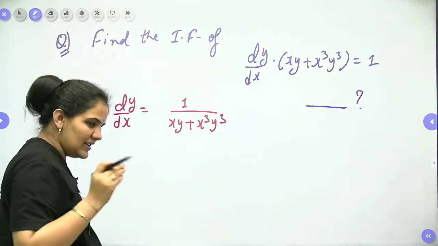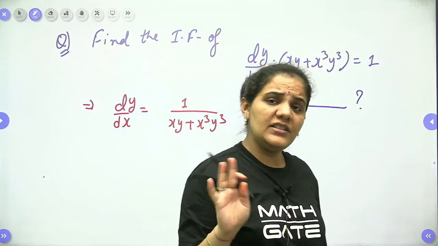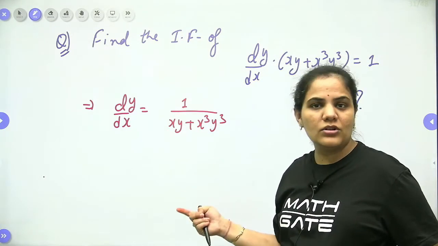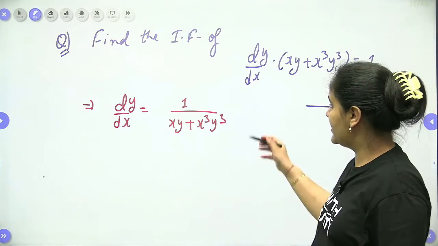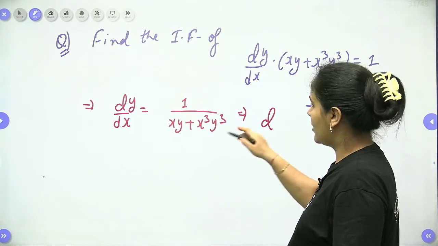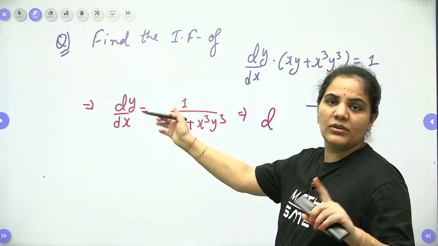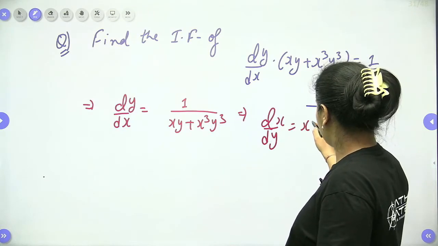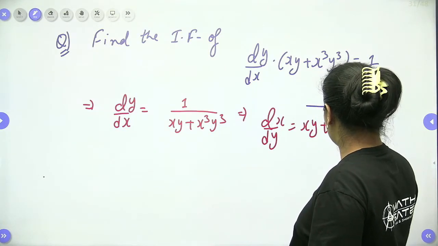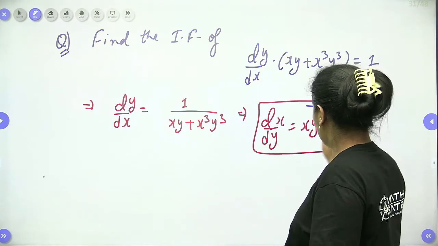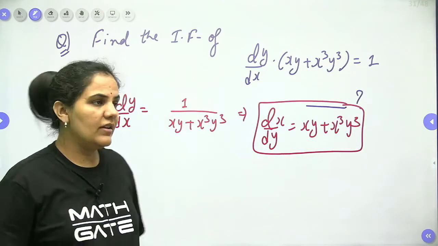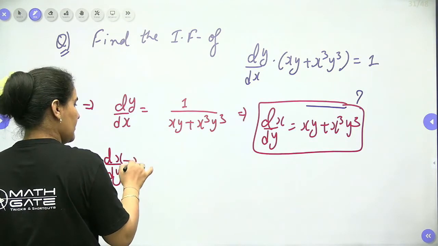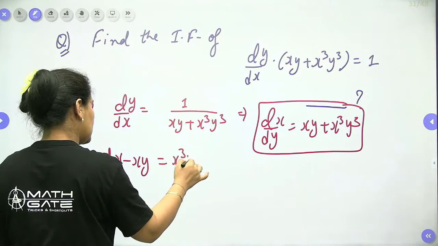So we can say it's definitely not a linear, and it's also not a Bernoulli's form. So we have to convert it into the dx by dy form, because with the help of dx by dy only we can approach this question. So it will be dx by dy is equal to xy plus x cube y cube, guys. Yes, exactly. So what we can write down? We can write down dx by dy minus xy is equal to x cube y cube.